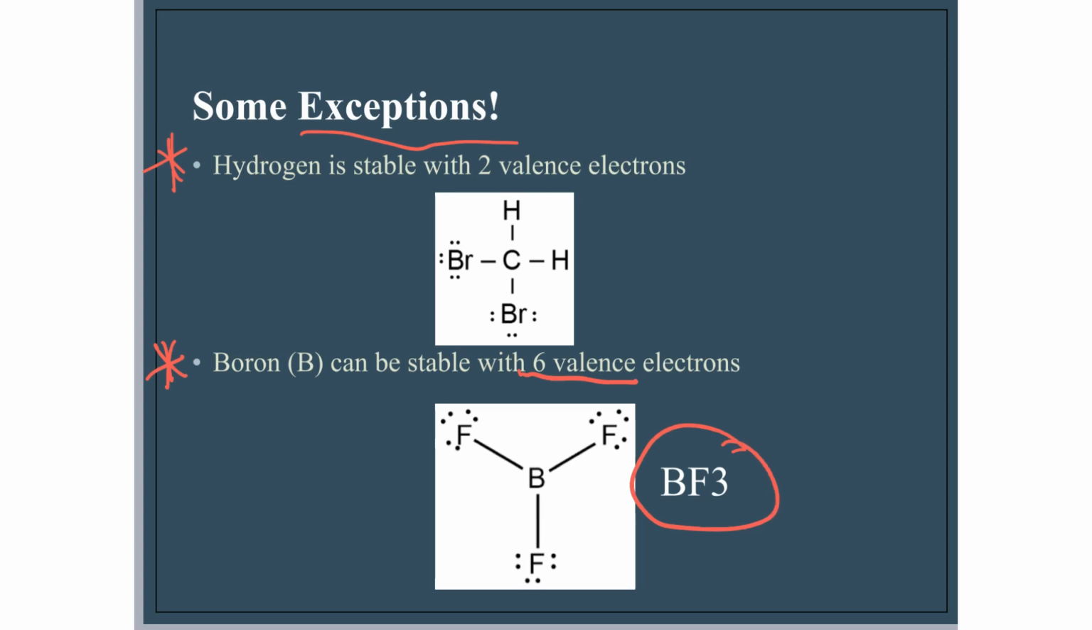BF3, that's a very common molecule that you would see. So boron and hydrogen are the big exceptions. There are definitely more exceptions. There are some molecules that can have 5 bonds and 6 bonds, but for now, we just want you to be able to know these 2 rules.